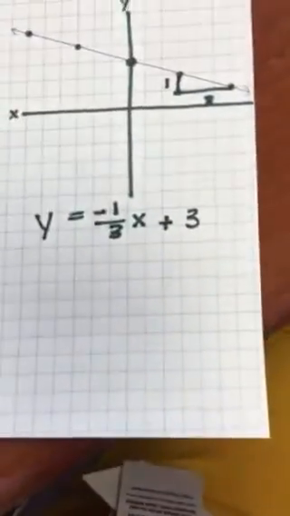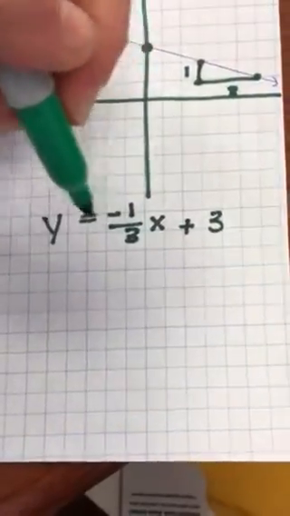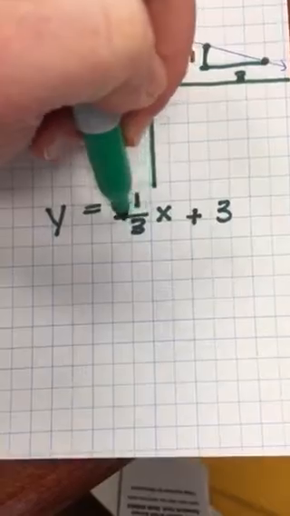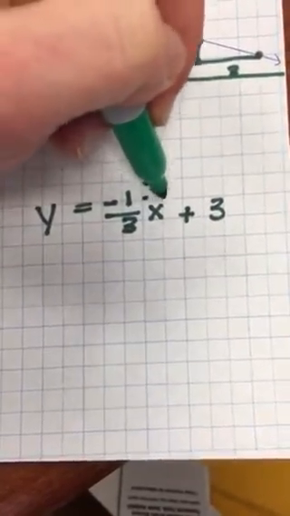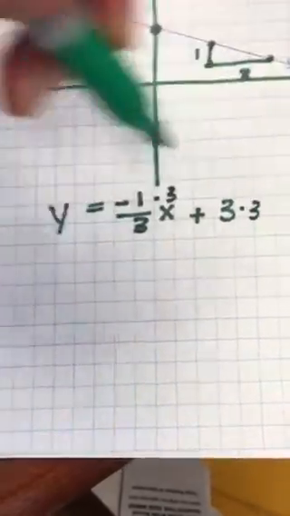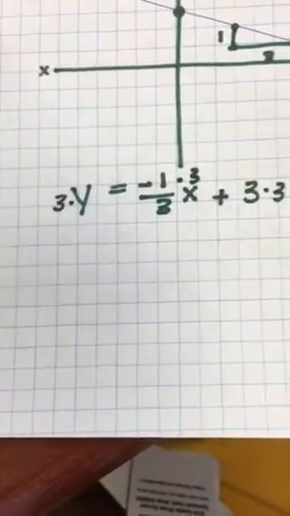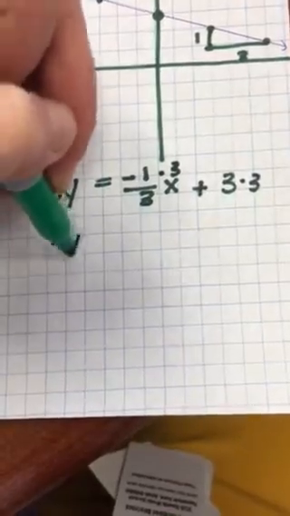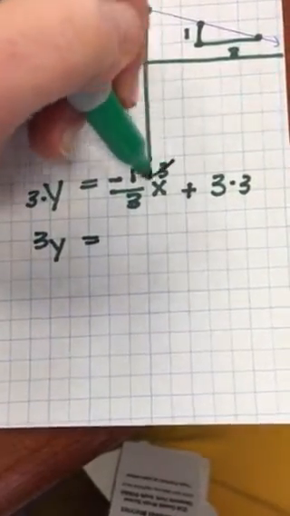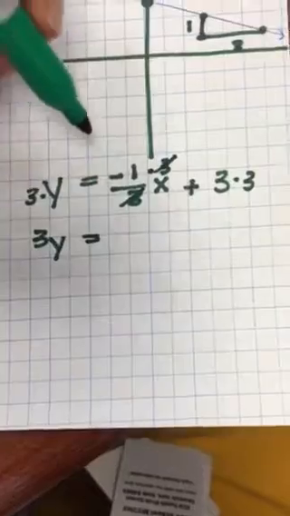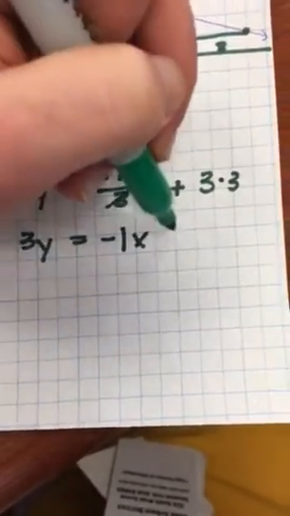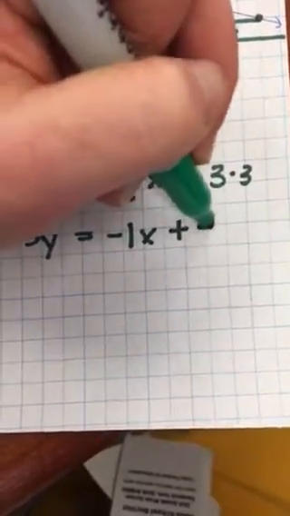Good, so we wrote our equation. We're going to do it just like we did these other ones. The first thing we need to do is something to both sides that's going to get rid of that fraction. Since it's being divided by 3, I'm going to times by 3 to every single part. Okay, let's write what's left. So we've got 3y equals, those 3s are gone. That was the point, to get rid of them. And we've got a -1 times x plus 3 times 3, 9.